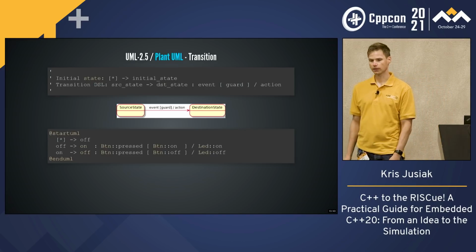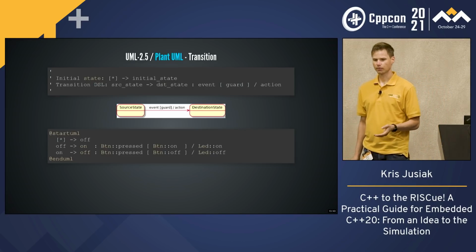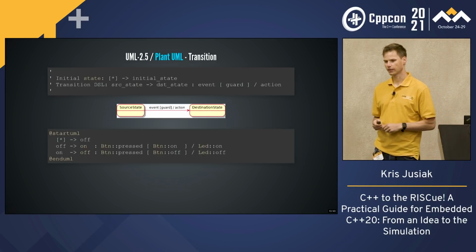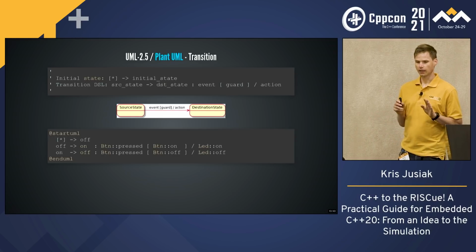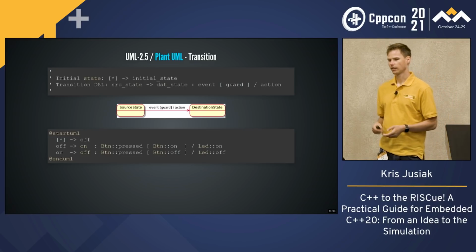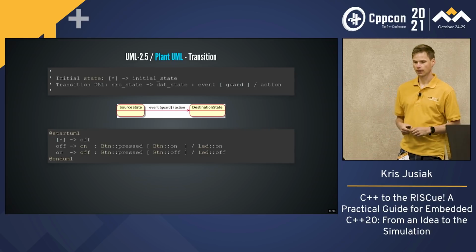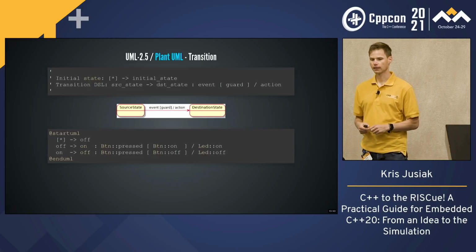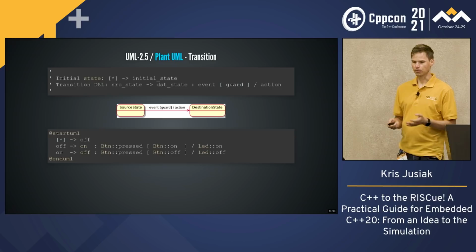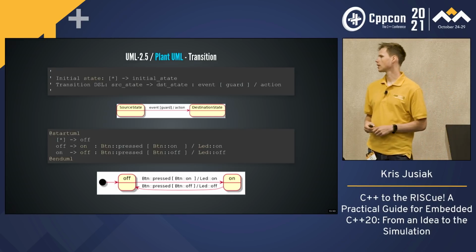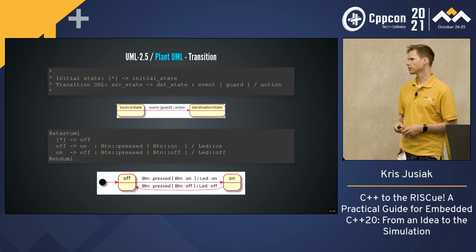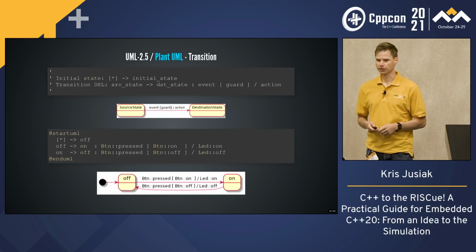So how will the PlantUML look in our example? We have to put in start UML just to satisfy the tool. We start in the off state. We go to the on state when the button is pressed and it's on, meaning we press the button and the state is high. We turn on the LED and change the state to on. And when we're in on and the button is pressed and the button is off, we'll turn off the LED and go to off. Otherwise, we won't do anything. Make sense? So that's the state machine generated. You see it's very simple, but you can imagine way more complex state machines which will be hard to follow.